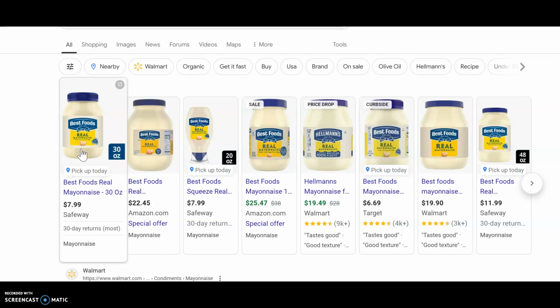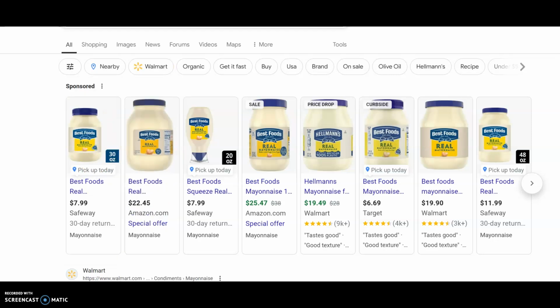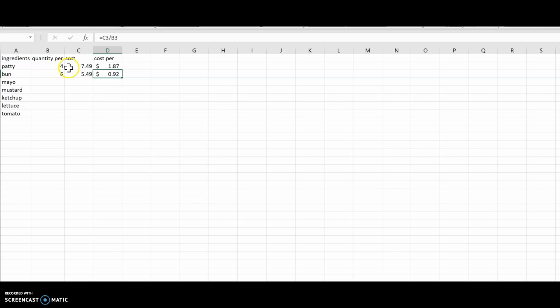Which would be this one here, or maybe even a larger one if you went and bought it at Costco or something like that. So going back to that spreadsheet, I decided on the one from Safeway for hamburger patties for $7.49, and I took this divided by this to understand it's $1.87 for 1 patty. I went with the 6 buns for $5.49, so I know that that's 92 cents.